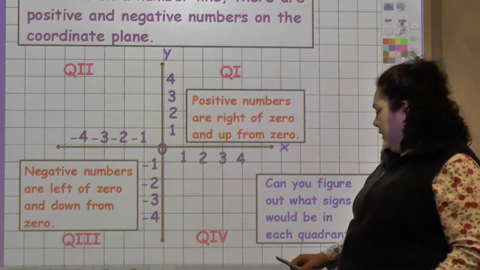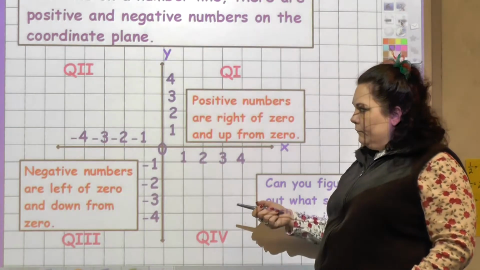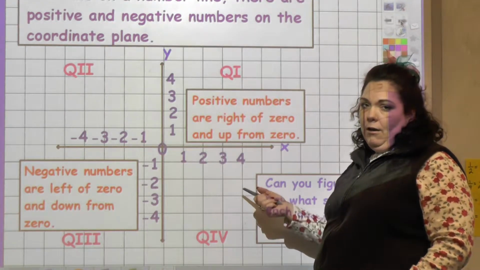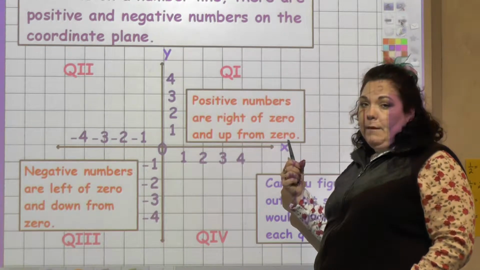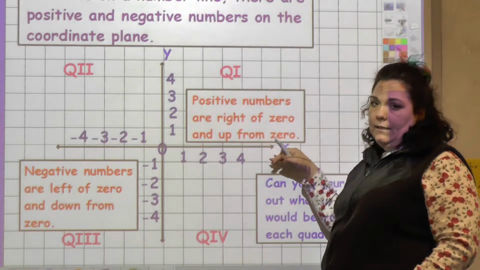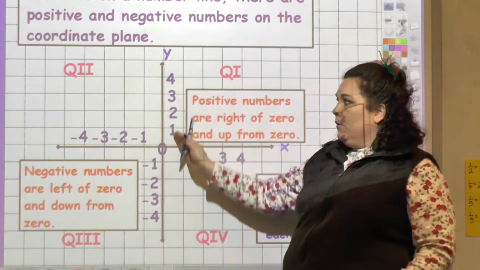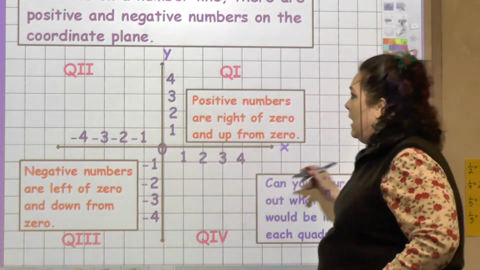Can you find out what the signs would be in each quadrant? Well, sure. You can designate what they are by the x and the y. Remember, the x goes first, then the y. So always the horizontal axis, that number is plotted first, and then the vertical axis is plotted next.